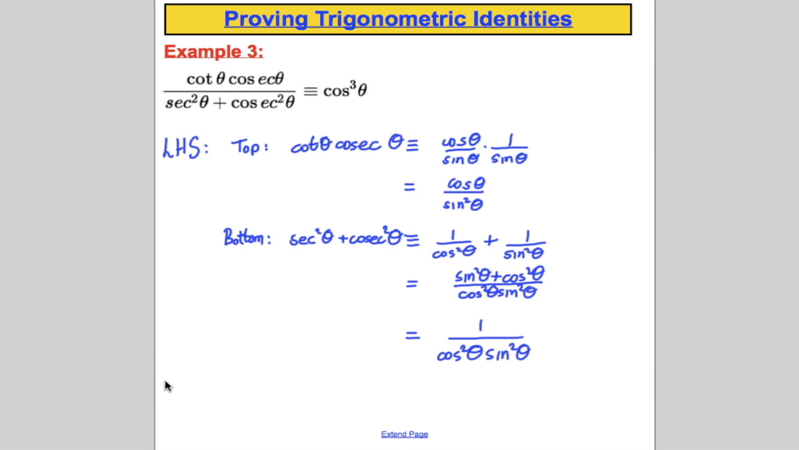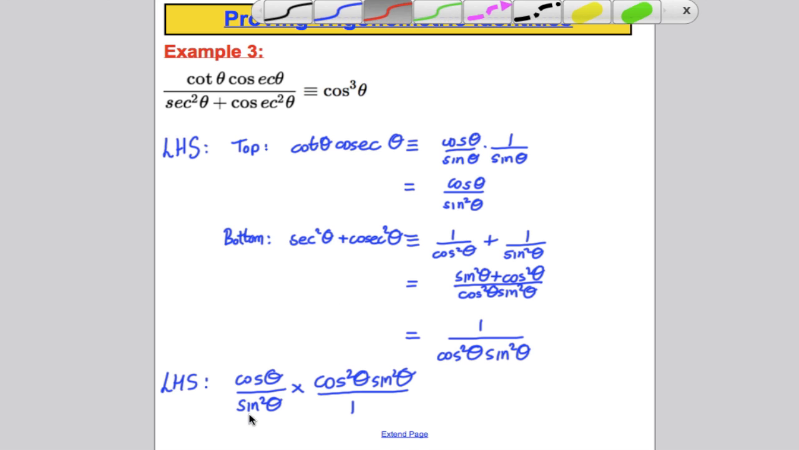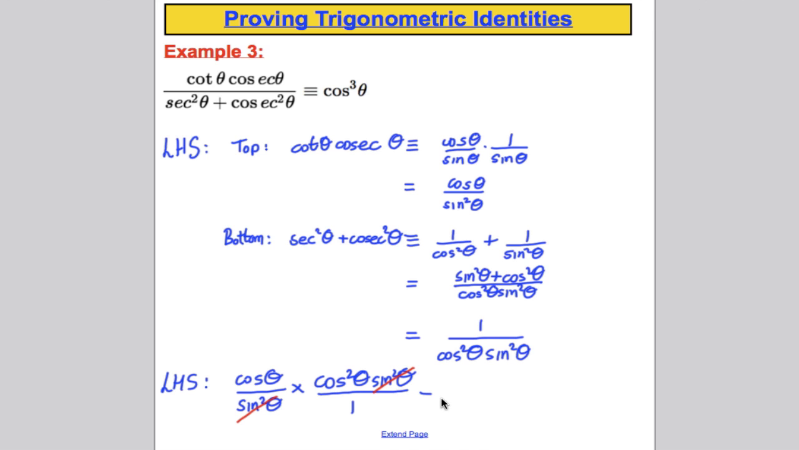Okay, now we're ready to actually work out the left-hand side. The left-hand side, therefore, is this thing divided by this thing. It is cos theta over sine squared theta divided by this thing here, which is the same as multiplying it by its reciprocal. So multiplied by cos squared theta sine squared theta over 1. And a bit of magic happens here. The sine squareds cancel, so the sine squared cancels with that sine squared. You get cos multiplied by a cos squared, and you get yourself your cos cubed, which is what you were looking for, which is equal to the right-hand side. And you're delighted with yourself because you've done quite a difficult problem.